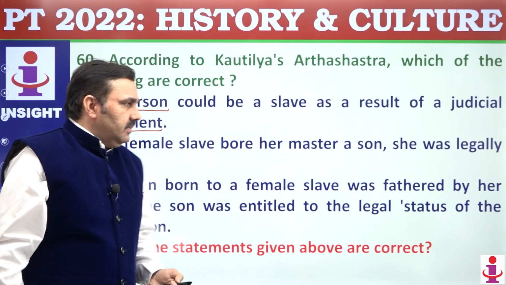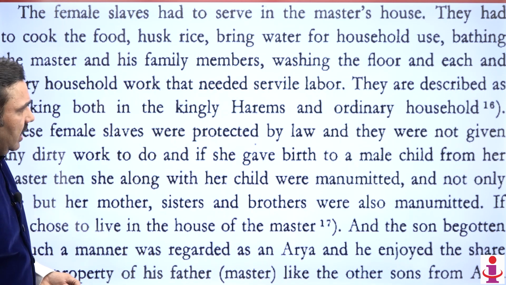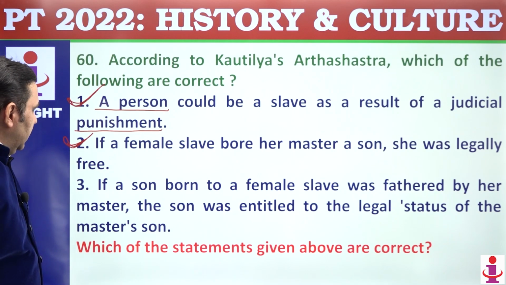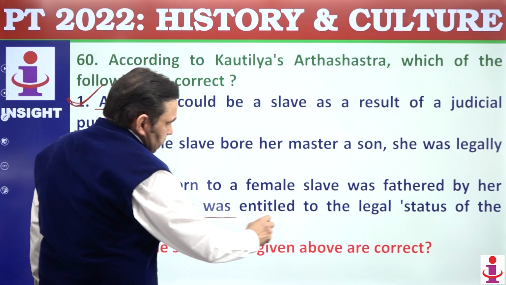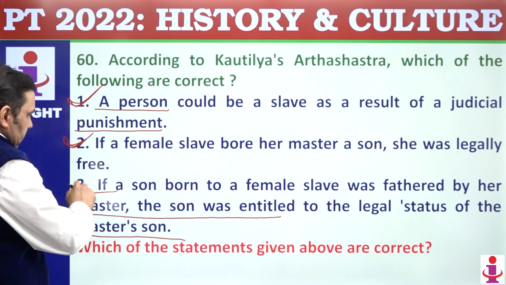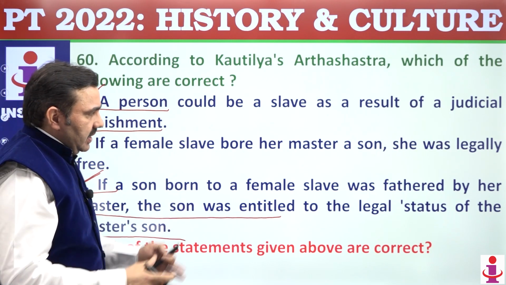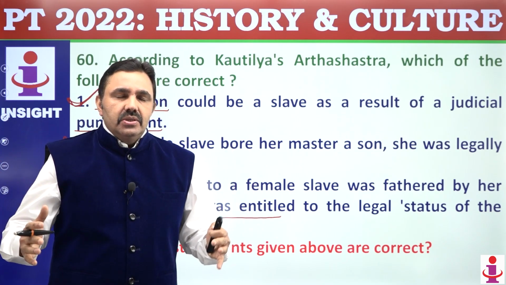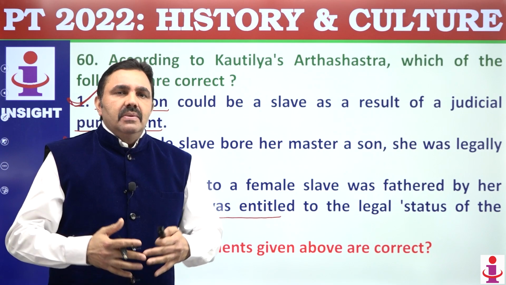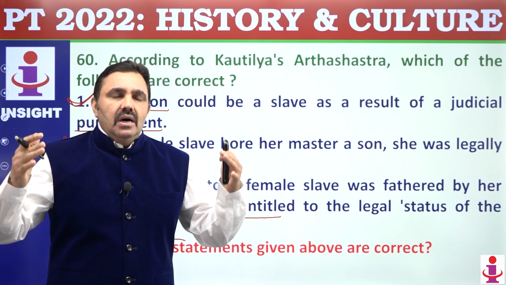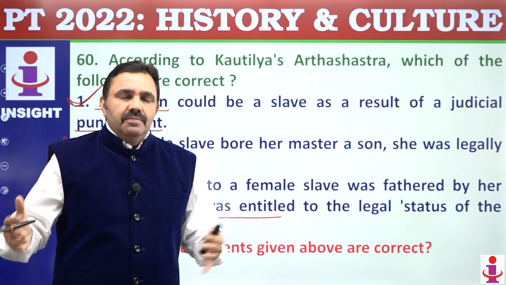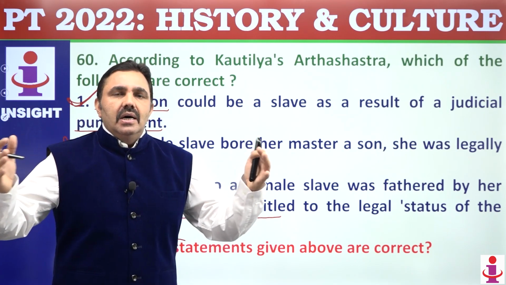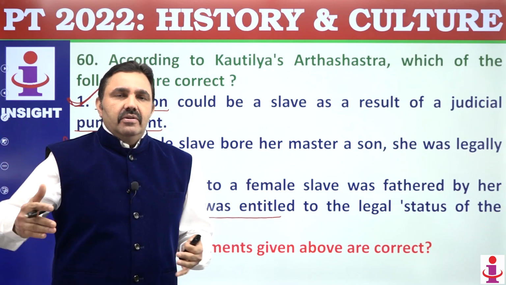That was the condition. And also the source here. This is a cutting from Arthashastra. If a son born to a female slave was fathered by her master, the son was entitled to the legal status of the master's son. This is also correct here. If this slave that was manumitted because she bore a kid to the master decided to live with the master, she was no longer a slave, she was considered a normal wife equal to the other wives, and her son was also considered Arya. Her son was considered equal to the other sons of that gentleman from other wives.